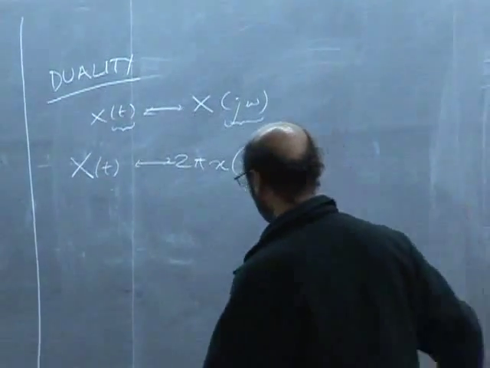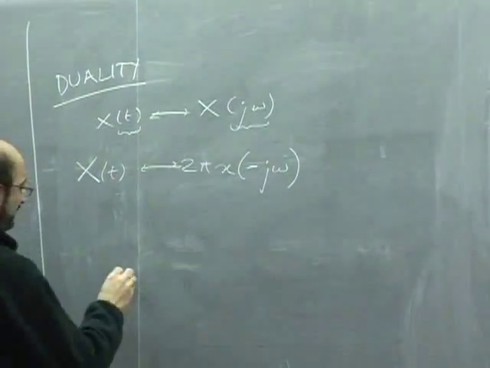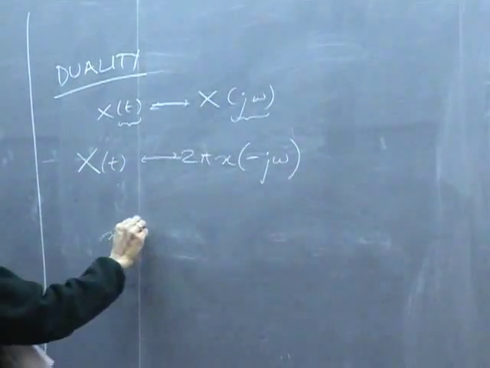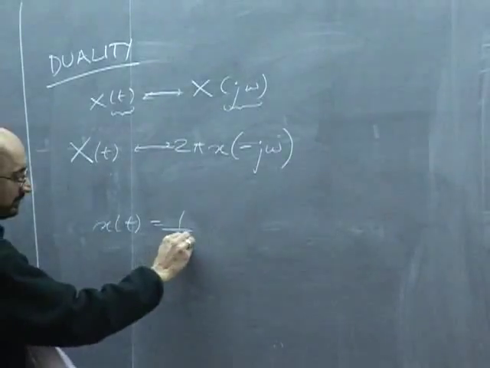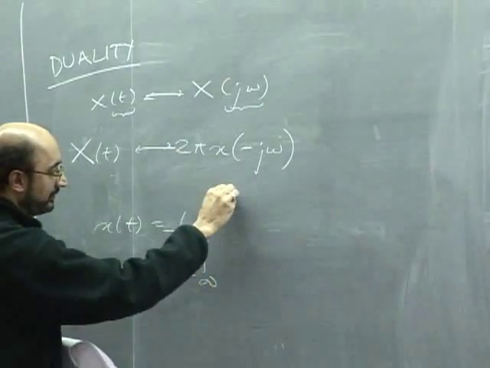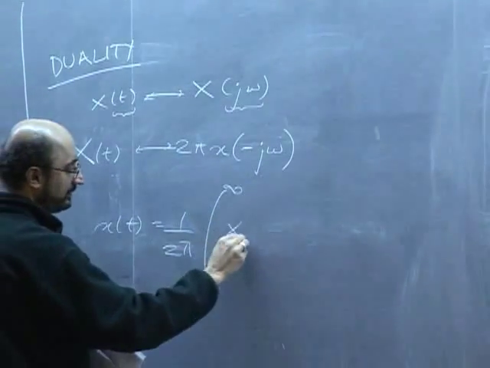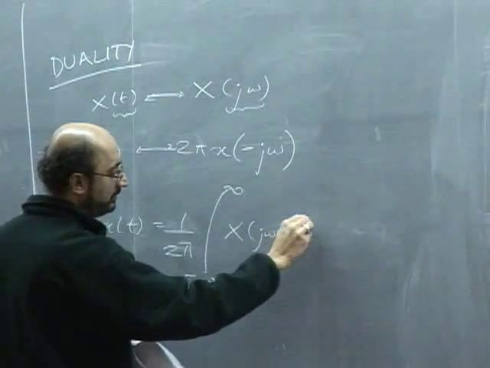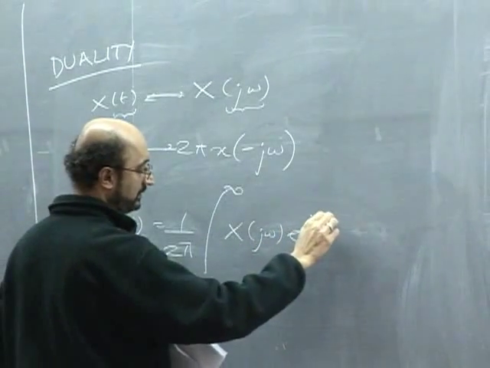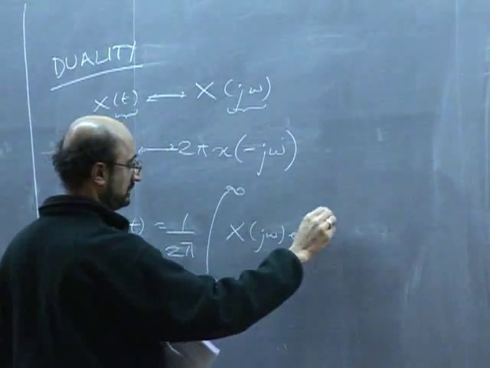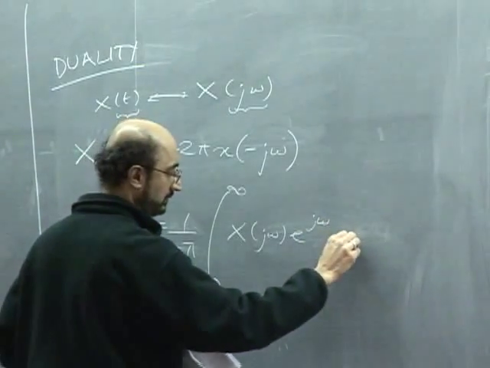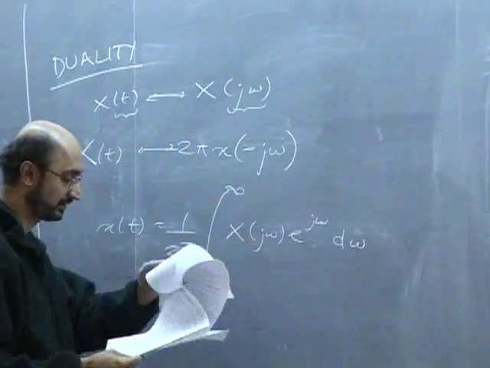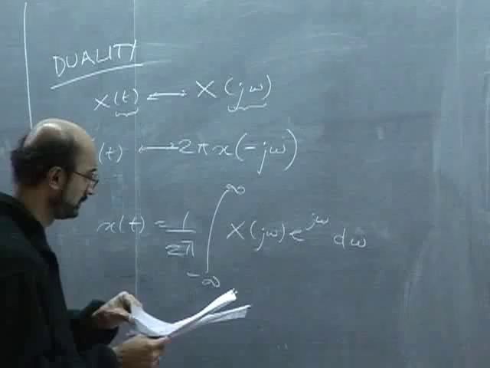To do this, we need to see that x of t is given by 1 over 2 pi integral from minus infinity to infinity of X of j omega e to the j omega, what is it, d omega. I think I'm leaving out a factor here. Is it j omega t? I'm sorry.